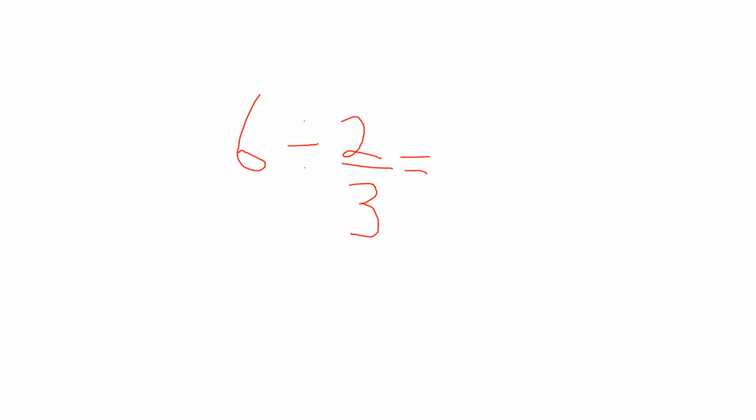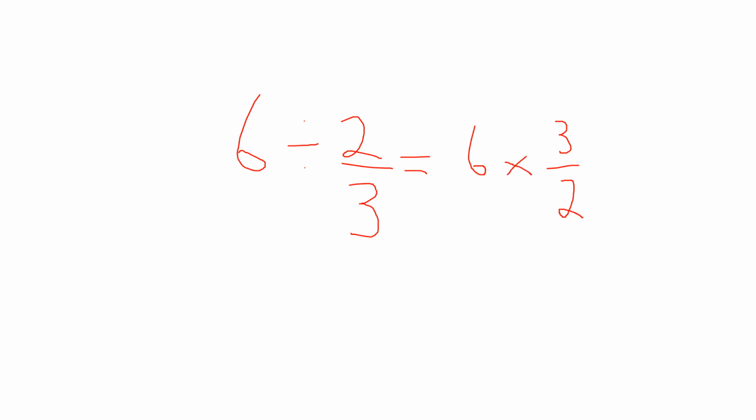Well, the way we do it, guys, is we keep the first fraction or number the same. So we're going to write 6. We flip the second, so we reciprocate the second fraction. That means you turn it upside down. So that becomes 3/2, and then we change the division to a multiplication.